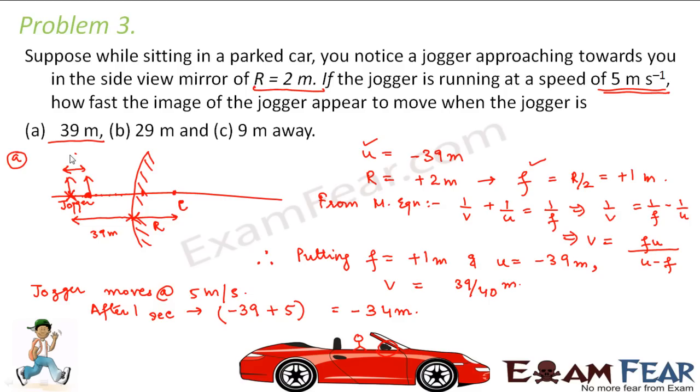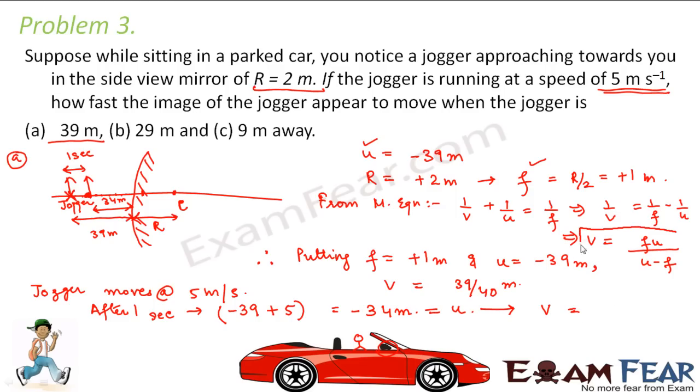So after 1 second, he will come from this point to this point, and this is again 34 meters, right? So after 1 second, this would be the position of the object. So this will be u. Now f will remain the same because the focal length of the mirror will always remain the same. So now in this situation, what would be the value of the image distance?